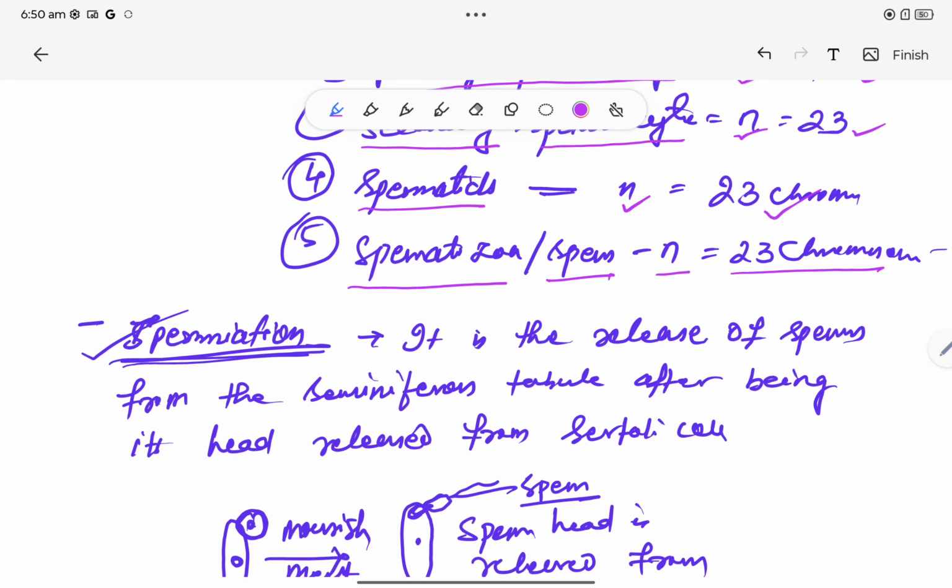Now come to one more important process that takes place, that is spermiation. Very, very important. What is this spermiation? It is the release of sperm from the seminiferous tubule after its head is released from the Sertoli cell.